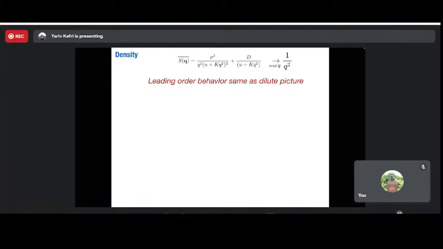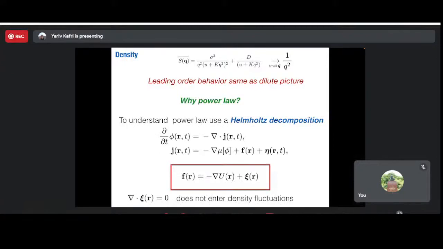To do this, we use a Helmholtz decomposition. So I write down my field theory. I remind you, the time derivative of the density is minus the divergence of the current. And I have this current, which is just this linear field theory term plus this random forcing. What I do is take this random forcing term, which is a vector, and decompose it using a Helmholtz decomposition. Now the trick is that this part has a divergence which is zero, so it doesn't contribute to the dynamics of phi. So as far as phi is concerned, this part is non-existent. The current, of course, is affected by it, but as far as phi is concerned, it doesn't exist.